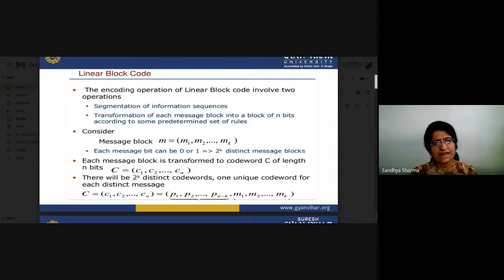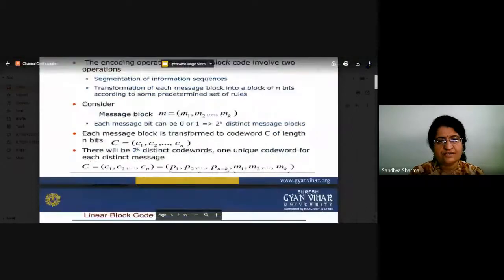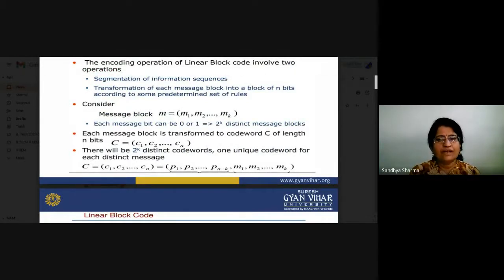By adding some extra bits or parity bits, we can make a unique code for each of these 2 raised to power k different code words. So you can see here C1, C2, Cn. These are the bits. How can you represent these bits? They are M1, M2, Mk, the k-bit message signal, plus the remaining bits P1 to P(n minus k), which are the parity bits. After adding the parity bits, we can convert our message signals into the code word. That is the process of how we generate it.